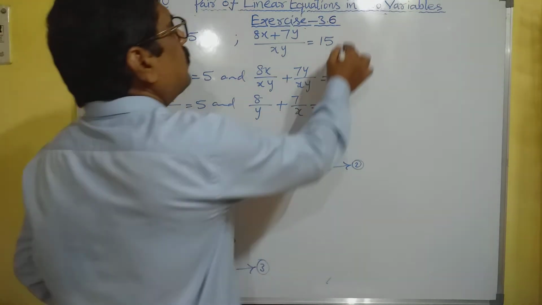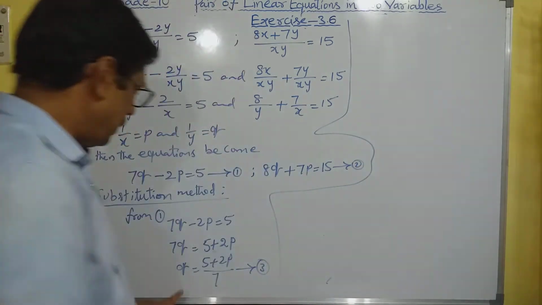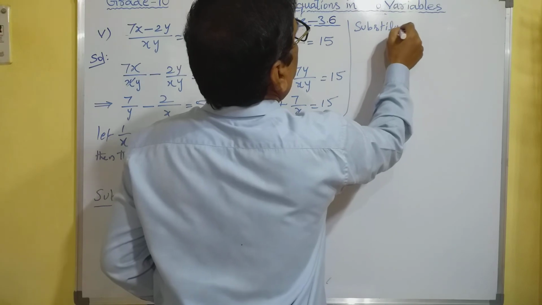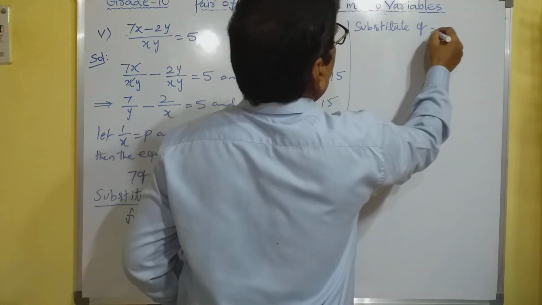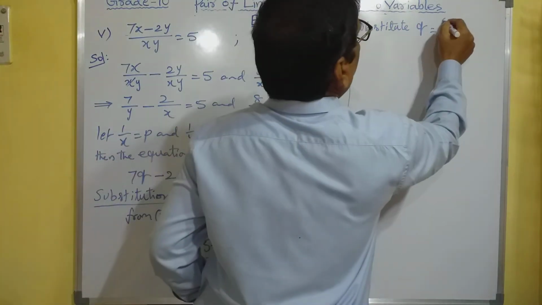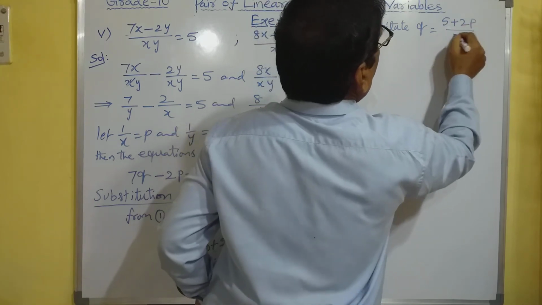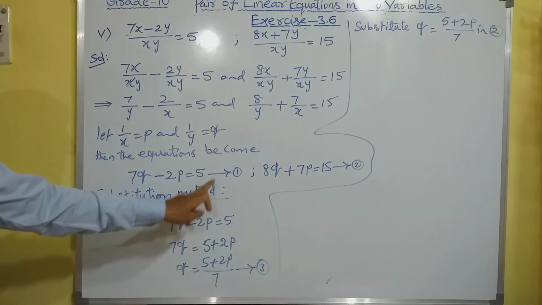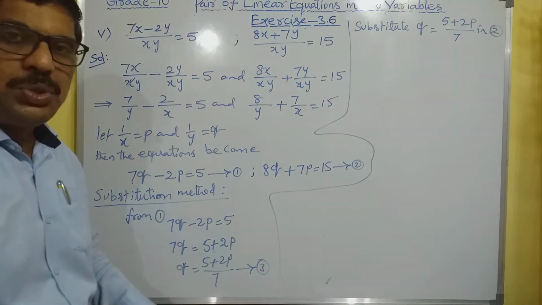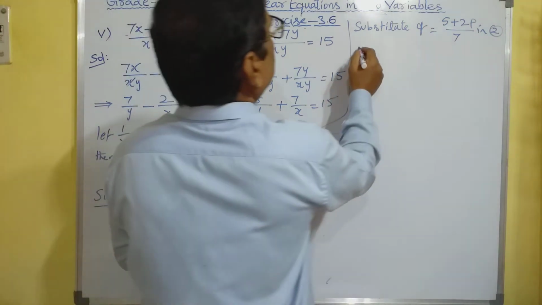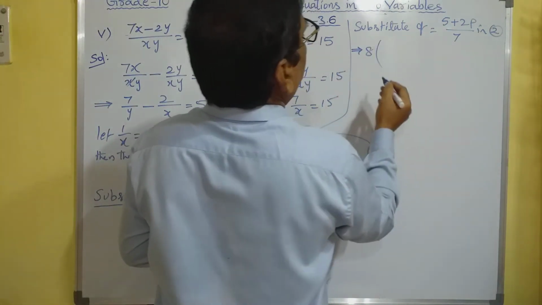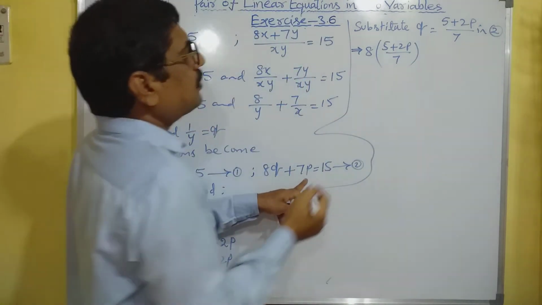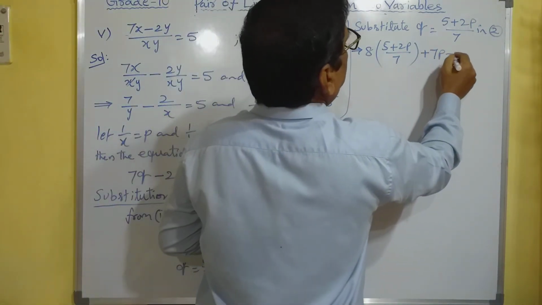Now this q value, what is the q value? Substitute q is equal to 5 plus 2p by 7 in the equation 2. Why? Because it has been extracted from the first equation. So we need to substitute in the second equation. Second equation is, this implies 8q. What is q? 8 into 5 plus 2p by 7 plus 7p is equal to 15.